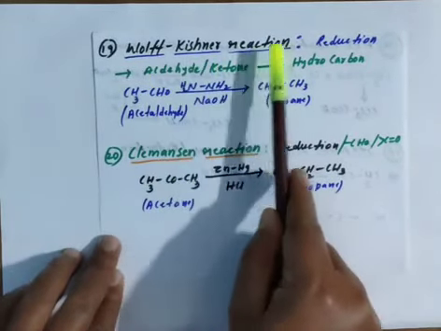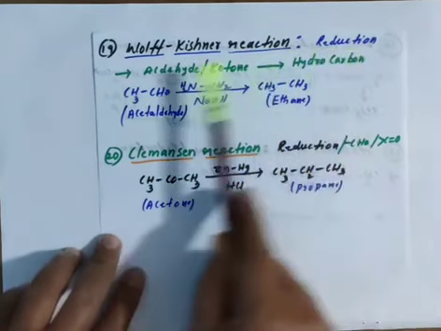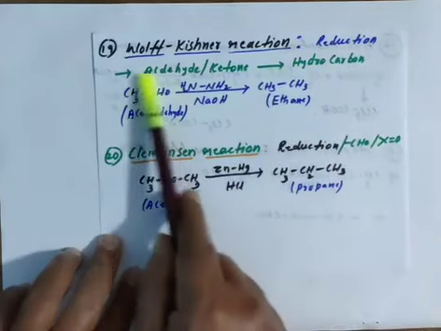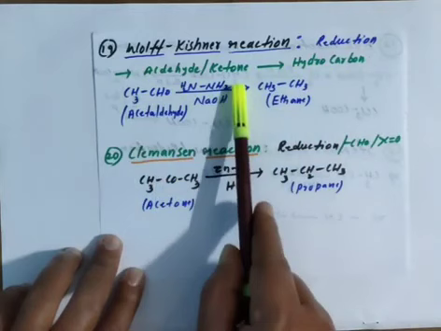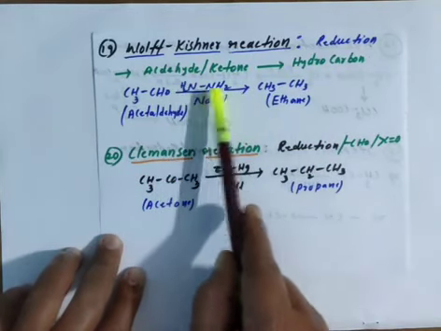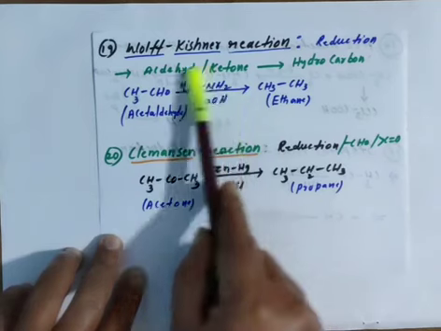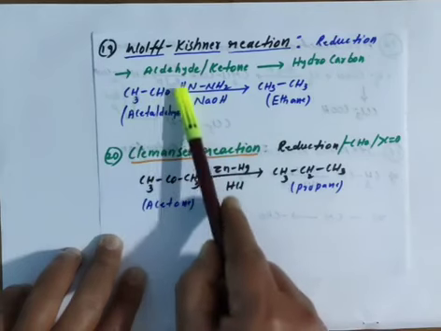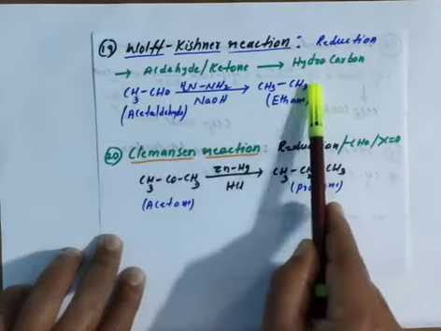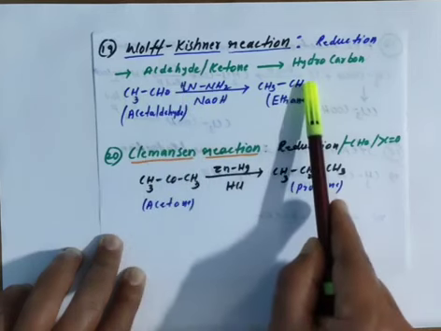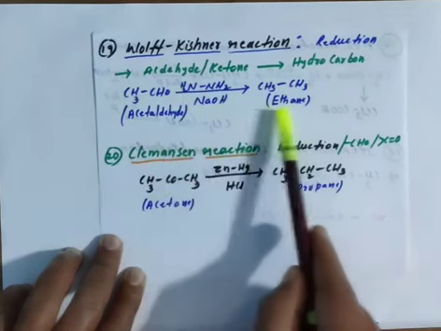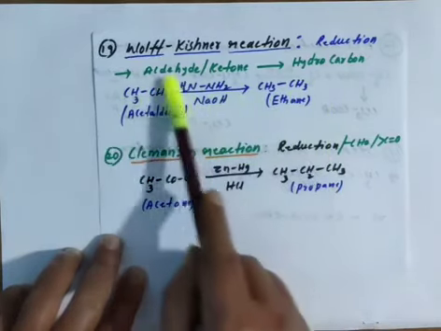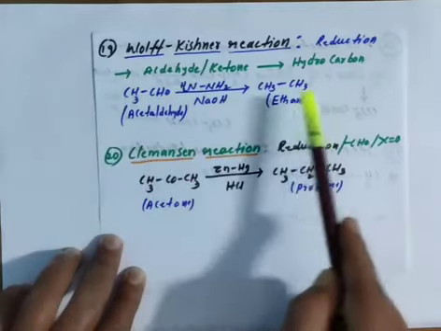Next, the Wolff-Kishner reaction. It is also a reduction reaction. Here aldehydes or ketones are converted to hydrocarbons. This is now acetaldehyde in the presence of hydrazine, NH2-NH2, in base medium. The CHO group is converted to the CH3 group. So from acetaldehyde you are getting ethane. The number of carbon atoms in the parent chain, on the reactant side and product side, are the same.